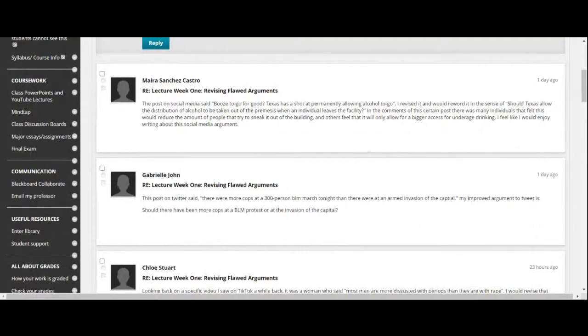We have one. This post on social media said, "Booze to go for good. Texas has a shot at permanently allowing alcohol to go." I'd revise it, and would reword it in the sense of, should Texas allow the distribution of alcohol to be taken out of the premises when an individual leaves the facility?